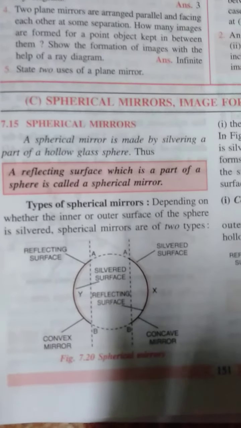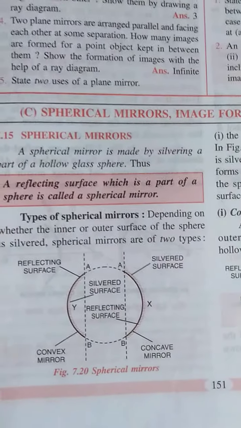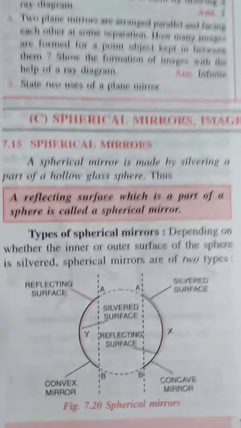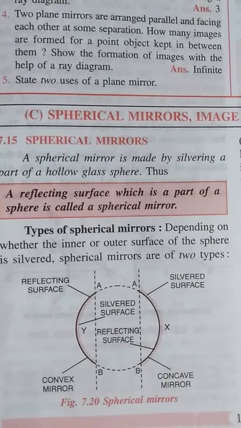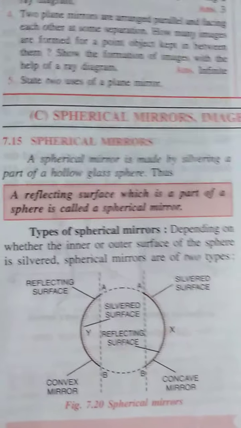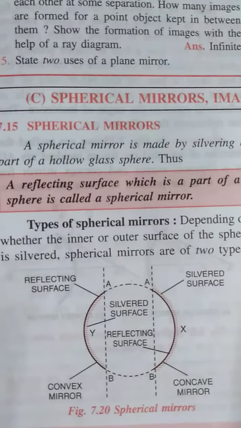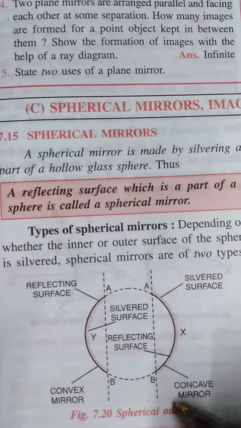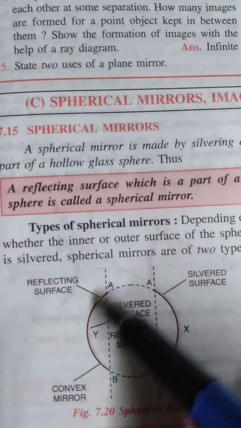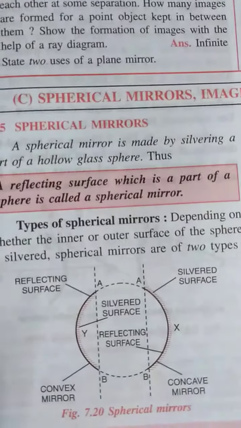Hello students, today we are going to start the topic spherical mirror, image formation and their uses. Now you know what a plane mirror is, you have one at home also. In this video we are going to study the spherical mirror. A spherical mirror is a mirror made from a sphere, or which is a part of the sphere, and the surface of the mirror is a curve, a part of the sphere. This is the sphere of which this mirror is a part, and we call them spherical mirrors.